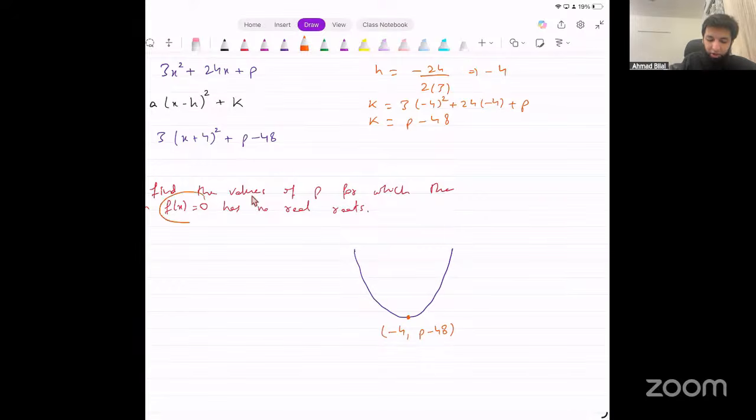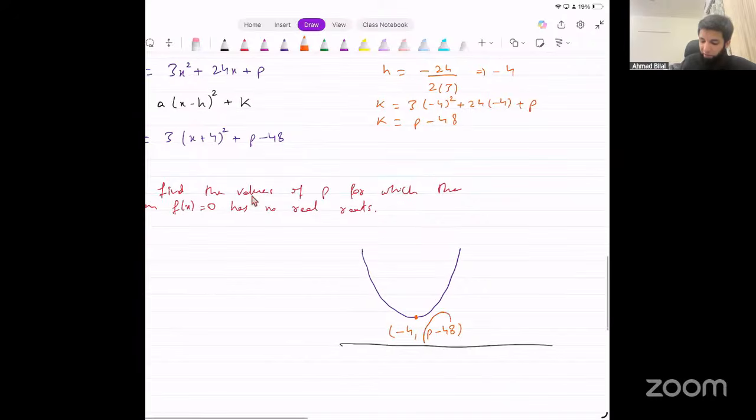Now, if this curve has no point of intersection with the x-axis, if it does not intersect the x-axis, if the x-axis is below this, what does that tell us about the y-coordinate of the minimum point? p minus 48, that should be greater than 0, and that gives us p greater than 48, and that will be the final answer. It should be greater than 0, right? It's a U-shaped curve. For this curve to not intersect with the x-axis, at the x-axis y is equal to 0, this y-coordinate of the minimum point has to be above the x-axis, so it should be greater than 0.